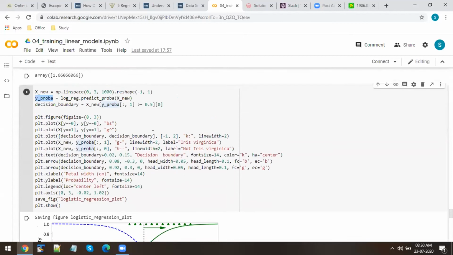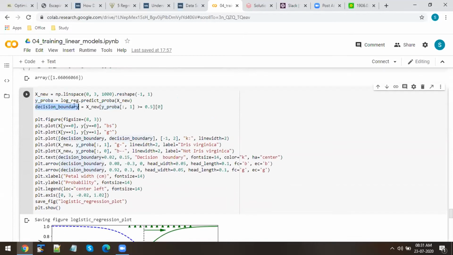After that, this is the decision boundary they're calculating. How they calculate it is that from this output, they find all the data with probability greater than 0.5, which signifies a positive class. Another thing is that this is an ever increasing data space. It starts from 0 and goes all the way to 3 with 1,000 intermediate slices, so it is sorted in ascending order, and the output is also in that ascending order.